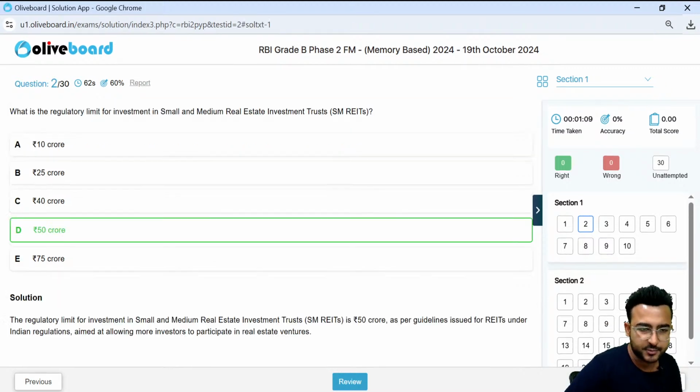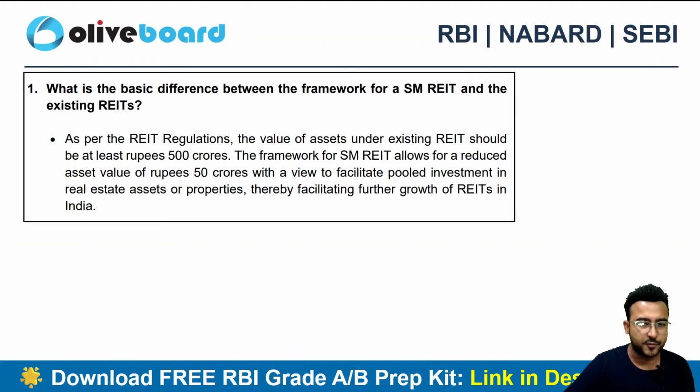The correct choice here will be, guys, 50 crore. Okay, 50 crore. So if you want to start an REIT, real estate investment trust, then you need at least 500 crore to launch a REIT. But if you want to launch the small and medium REIT, the asset value that you need is just 50 crore. Okay, the asset value that you need is 50 crore here.